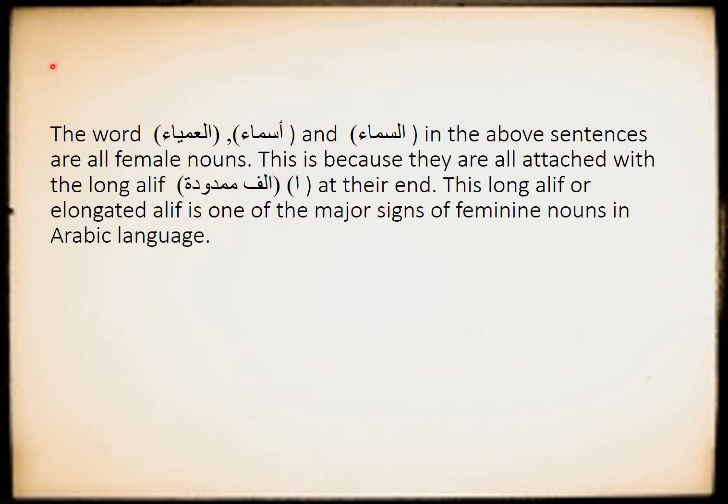The words al-umya'u, asma'u, and as-sama'u in the above sentences are all feminine nouns. This is because they are all attached with the long alif, alifun mamduda, at their end. This long alif or elongated alif is one of the major signs of feminine nouns in the Arabic language.